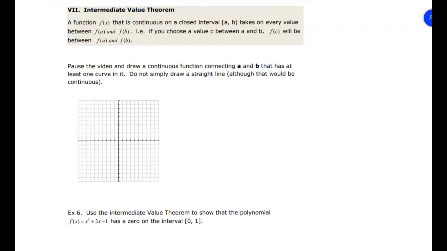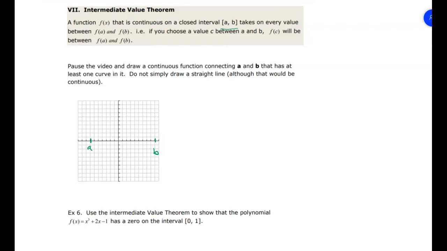So if a function is continuous, so the intermediate value theorem only applies to functions that are continuous, and we've spent some time looking at that in calculus for sure. It means you can draw it without picking your pencil or pen off the paper. If it's continuous on a closed interval a to b, and I'm going to say this is a, and this is b, it takes on every value between f of a and f of b.